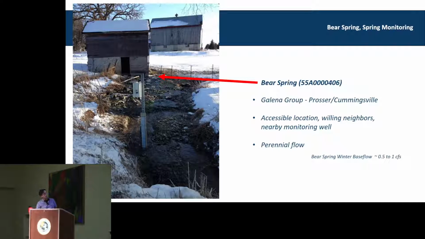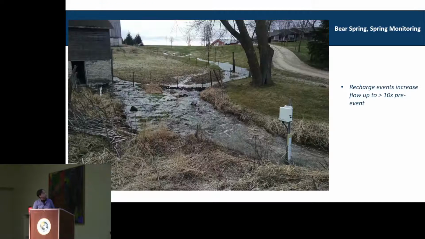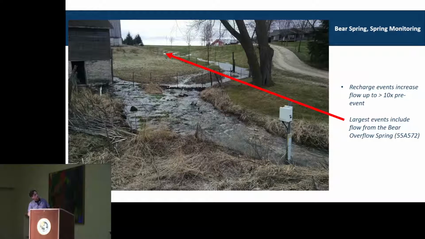So Bear Spring is at the contact of the Prosser and Cummingsville, so that's a very common hydrostratigraphic interval for springs. And the main reason we're doing this work here is because we have an accessible location, we have willing landowners, and the same year we started this project, we were able to instrument a well nest about 1.5 miles or so to the southwest, and then it's a perennial flow spring. So here's the site, and there's that overflow spring when it's activating. So we get increases in order of magnitude or more after a large recharge event.